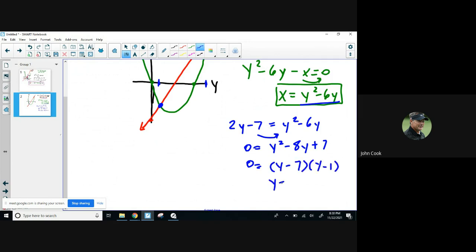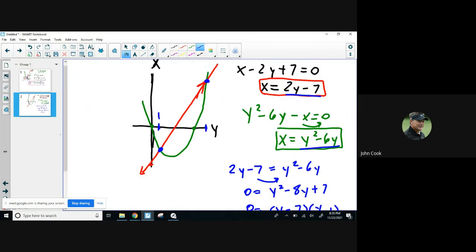And that means that my two y values are 7 and 1. Okay. So the y equals 1 is here, the y equals 7 is right here. And we can put together our integral now as well.